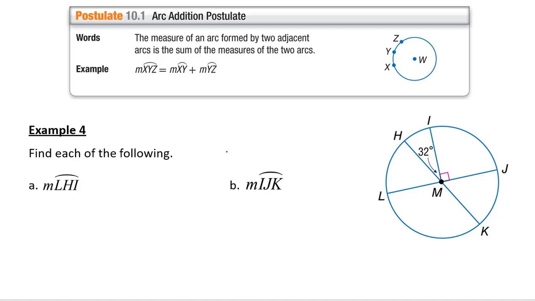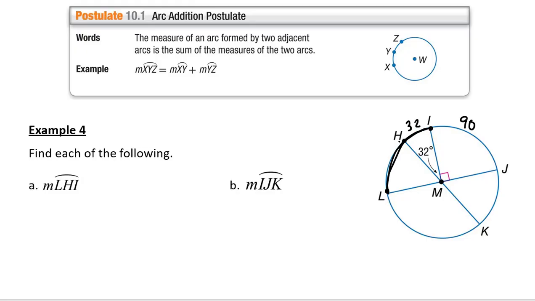Okay, arc addition postulate. Kind of like how we had segment addition postulate, and angle addition. You can add the arcs together. Okay, so they tell me angle HMI is 32. So that means that arc is 32. This one's 90. I'm looking for LHI. So I'm looking for the measure of that arc there.